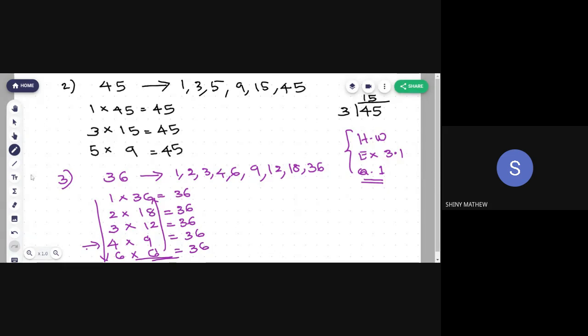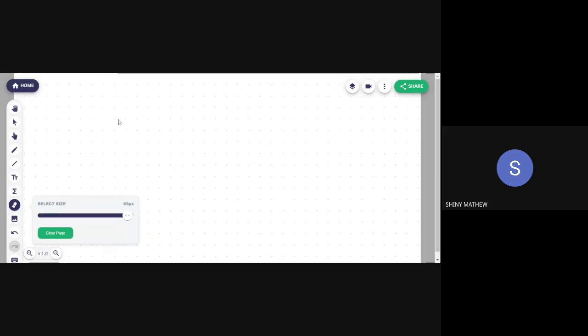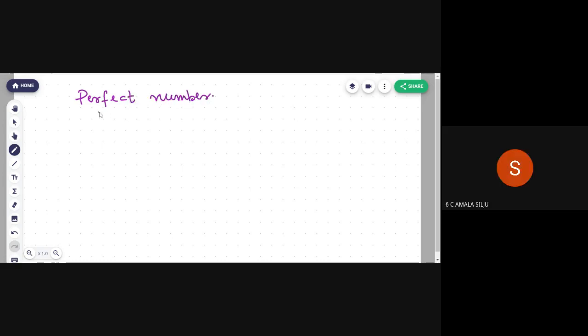Below you write another heading, one more heading, perfect number. When we can say a number is perfect? When we can say a person is perfect? When you can say your teacher is perfect? She teaches properly. Teaches well.